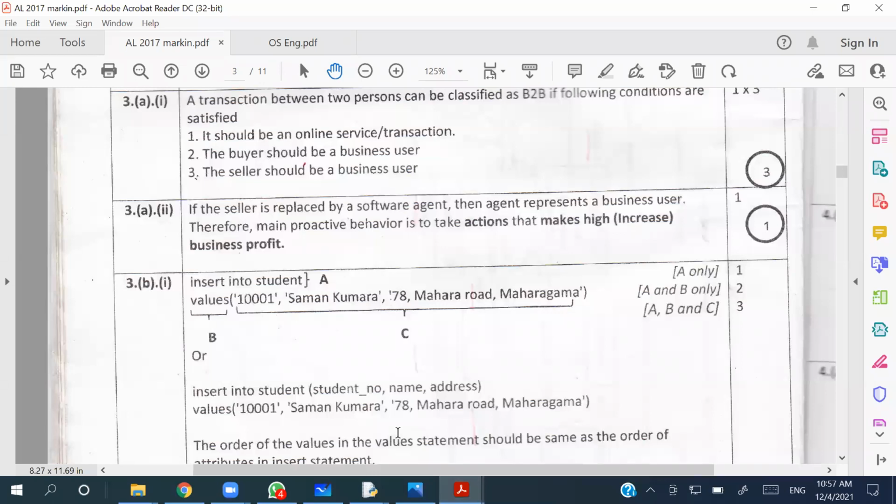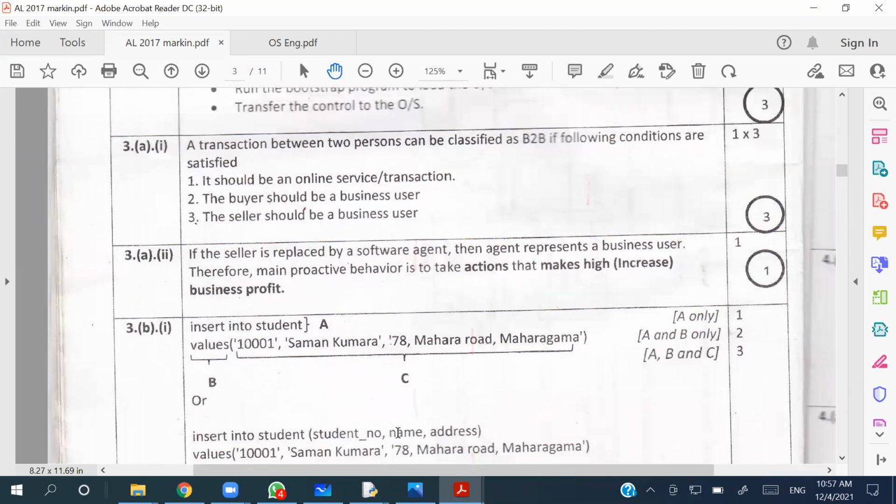So a transaction between two persons can be classified as B2B if the following conditions are satisfied. It should be an online service or transaction. The buyer should be a business user. The seller should be a business user. So if those three factors are there, you can have 3 marks.